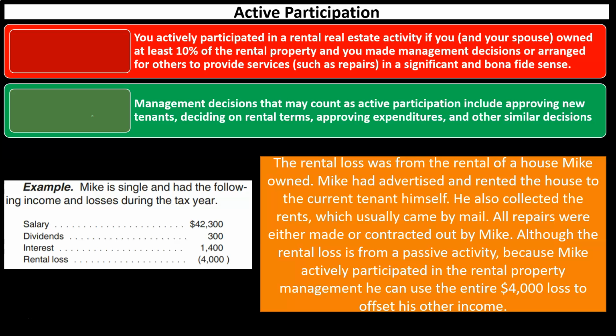That looks like some active participation right there. He also collected the rents, which usually came by mail. All repairs were either made or contracted out by Mike. So it sounds like Mike is the one basically doing the management decisions in this case. So although the rental loss is from a passive activity, because Mike actively participated in the rental property management, he can use the entire $4,000 loss to offset his other income.